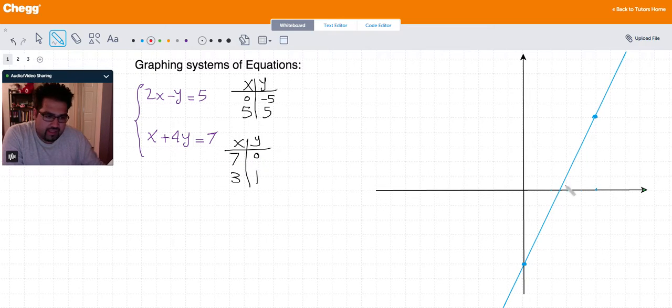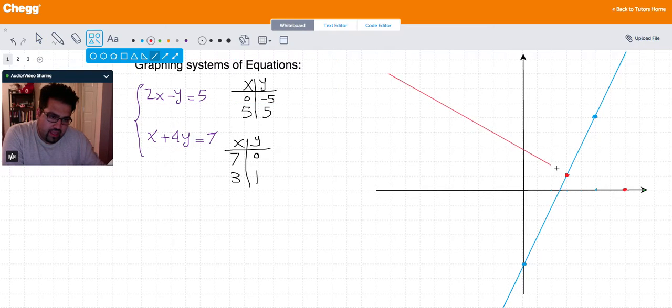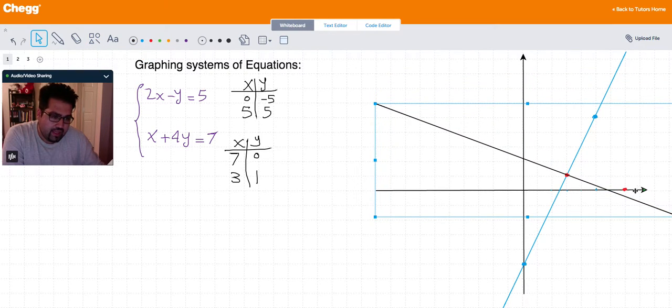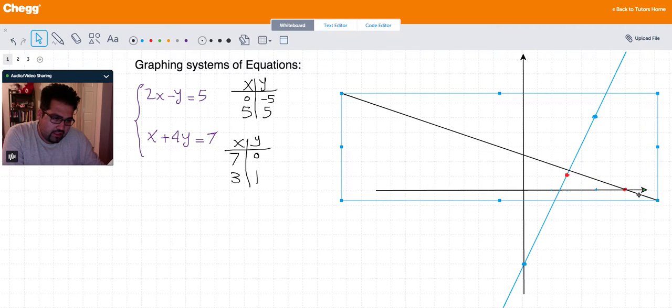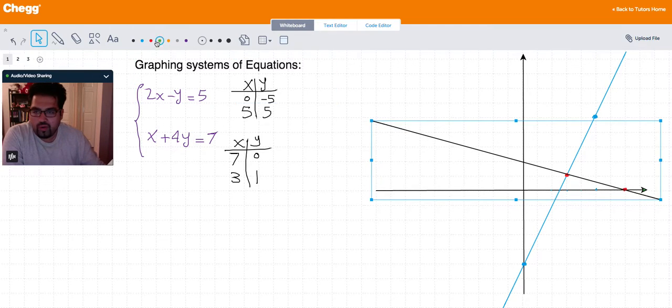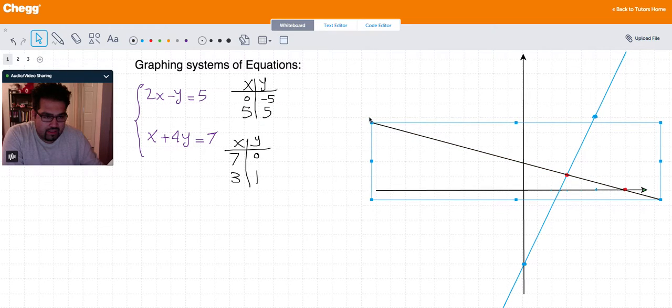I have 7 and 0, which is this point, and 3 and 1 right here. That's interesting because one of the points that we chose is exactly on the intersection of them, and that's going to be the answer. Let me adjust the lines. So right here I need to actually pass this through both points. I'm going to make it in red. Okay, here we go.